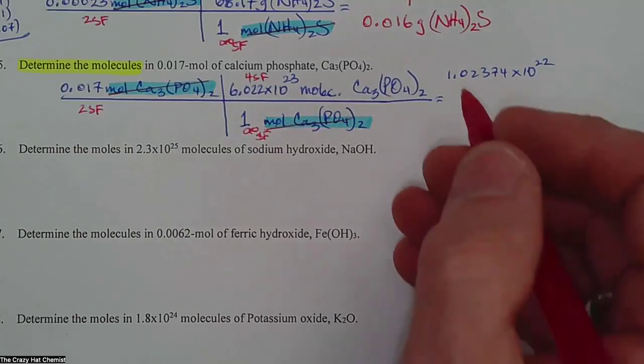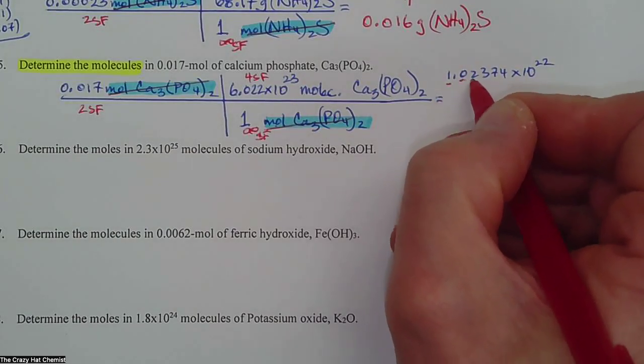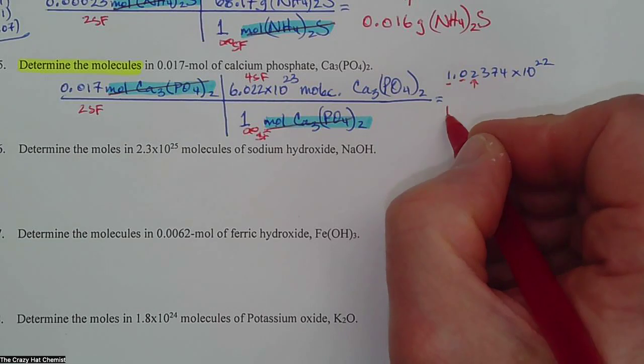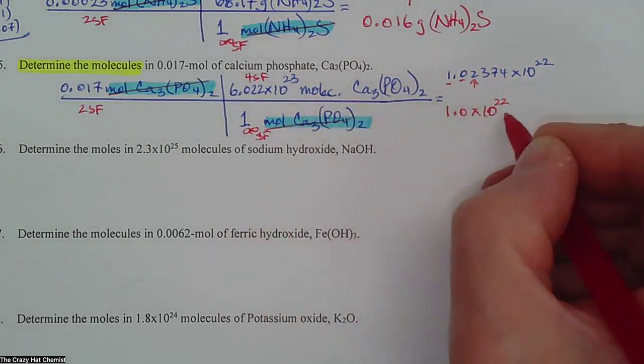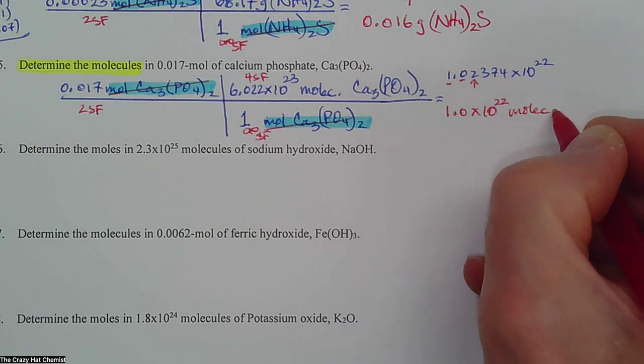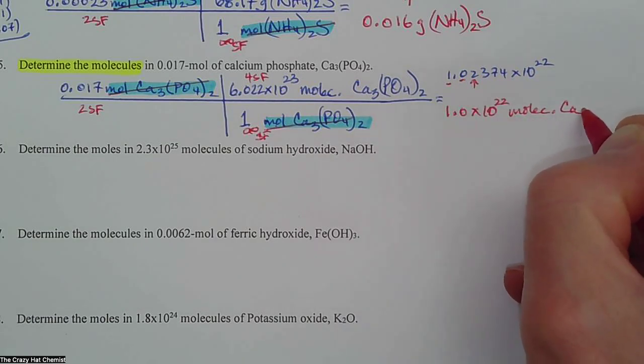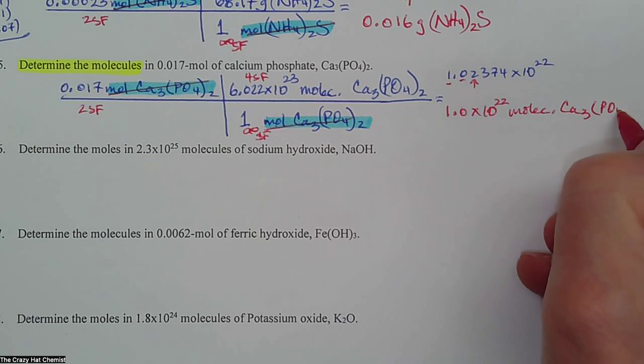And I need to round this to 2 significant figures. So 1, 2, I'm rounding with that 2. That'll be 1.0 times 10 to the 22 molecules of calcium phosphate.